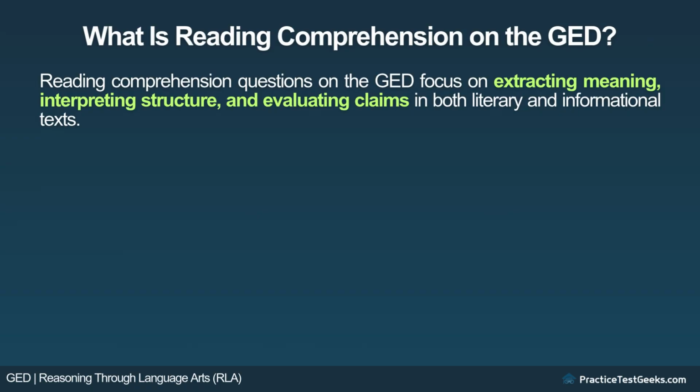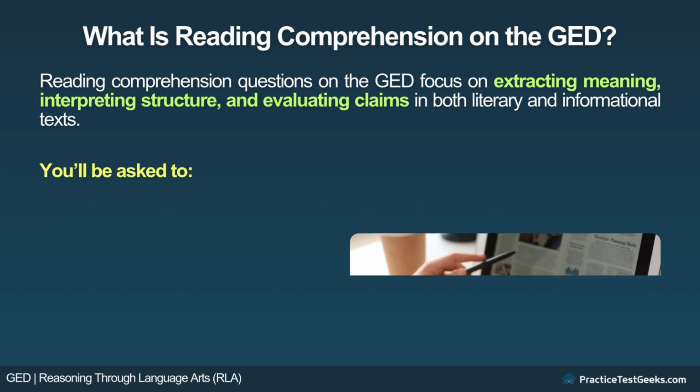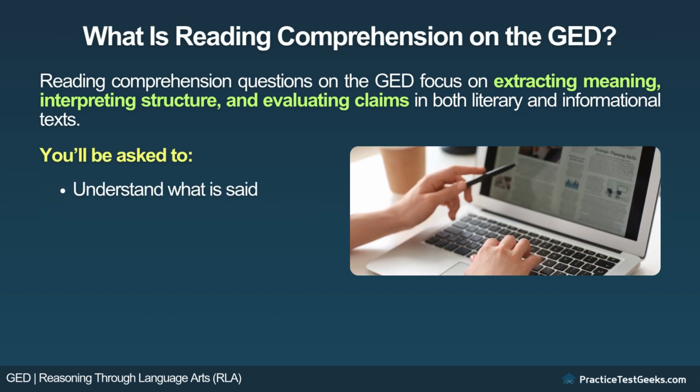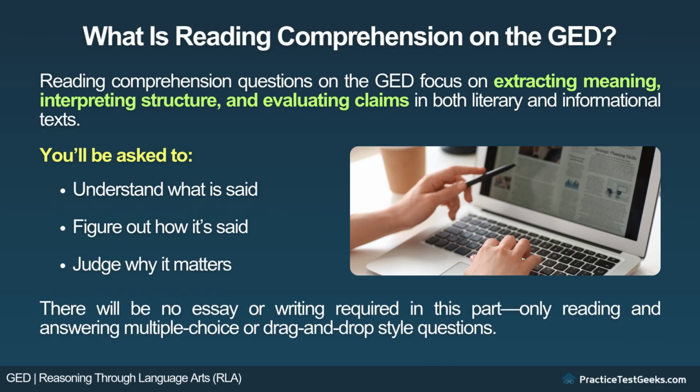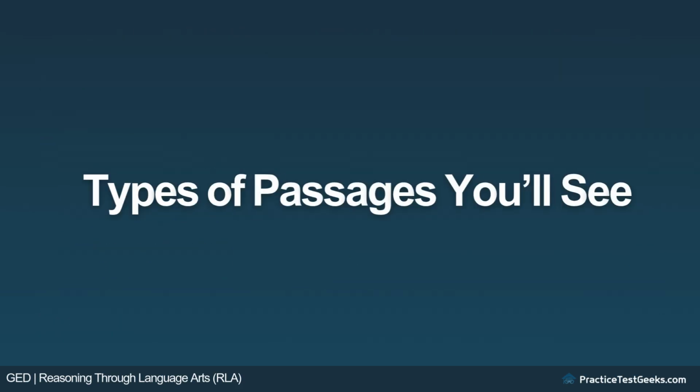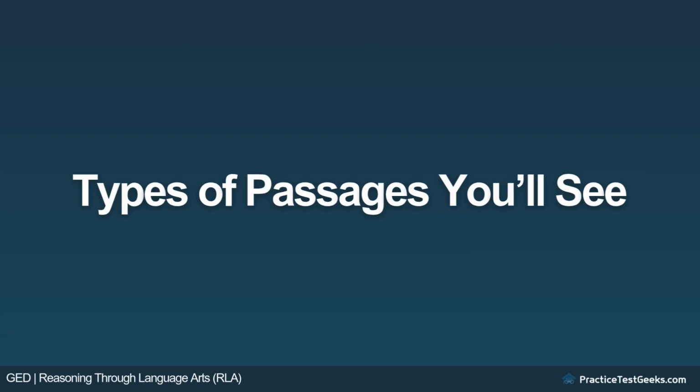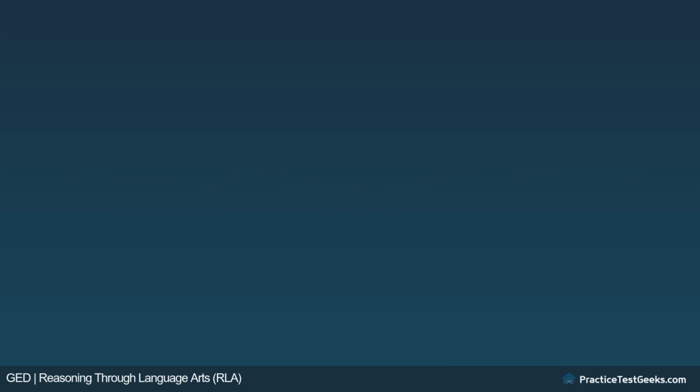Reading comprehension questions on the GED focus on extracting meaning, interpreting structure, and evaluating claims in both literary and informational texts. You'll be asked to understand what is said, figure out how it's said, and judge why it matters. Here's something important to note. There will be no essay or writing required in this part, only reading and answering multiple choice or drag-and-drop style questions. Now that you know what reading comprehension is, let's move on to the next key area.